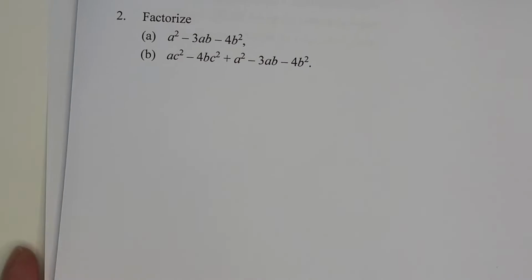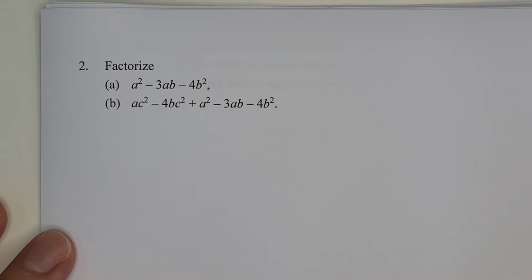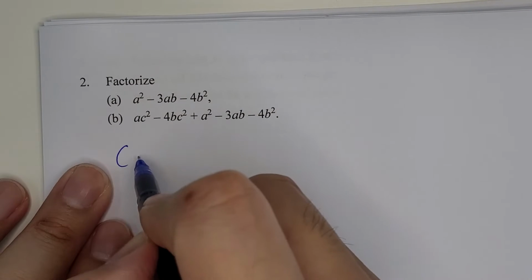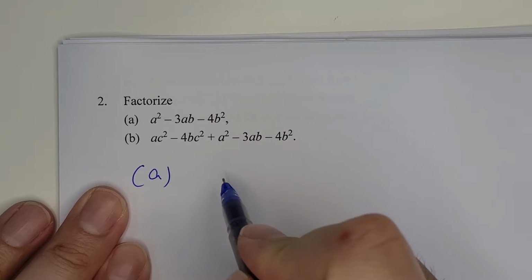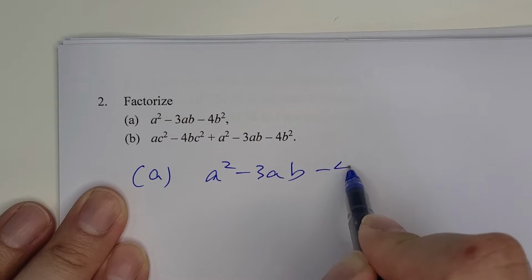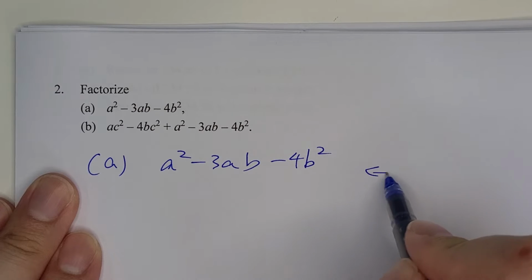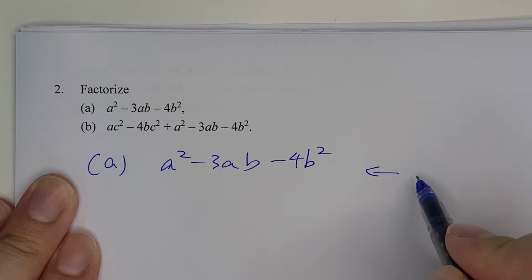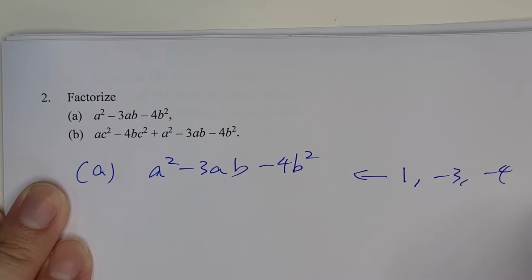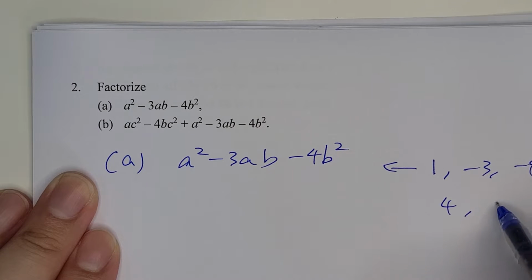And for question number 2, that's a factorization. So you need to factorize a squared minus 3ab minus 4b squared. That is the very standard question for the cross method. A squared minus 3ab minus 4b squared. And many of you may try to use the calculator with the quadratic formula. That is 1, -3, -4, and then enter. Then you will get two answers. That would be 4 and -1.